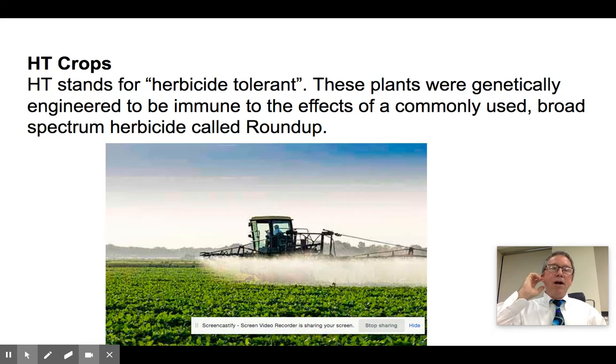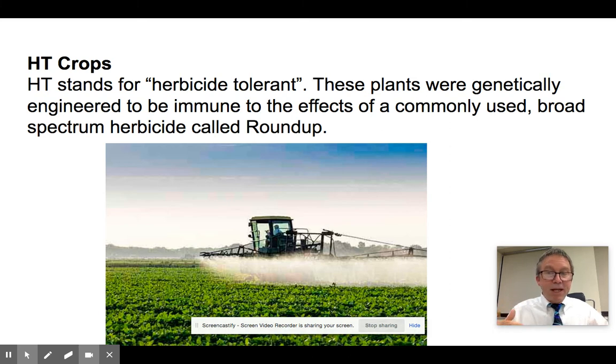Then there are herbicide tolerant crops, and going back to Roundup with the Monsanto company, they're the ones that made this. So basically, they were able to genetically modify plant genomes so that they are not affected.